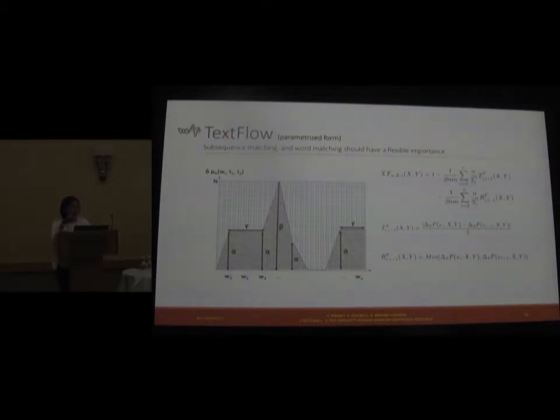So here are parameters that might be of interest. How much do we award finding a word? How much do we penalize for missing a word? And how much do we award finding a sequence? So alpha, beta, and gamma are these parameters that you can train.